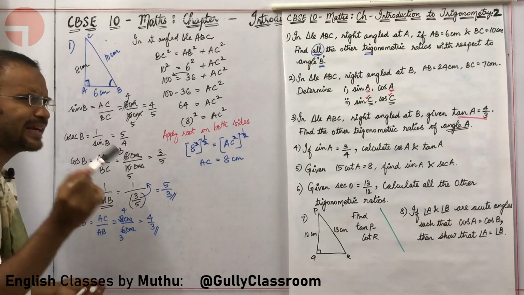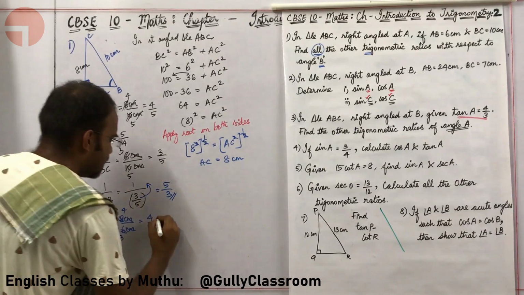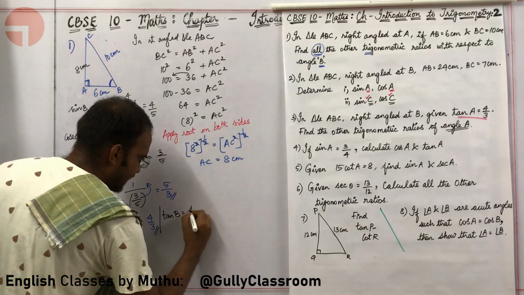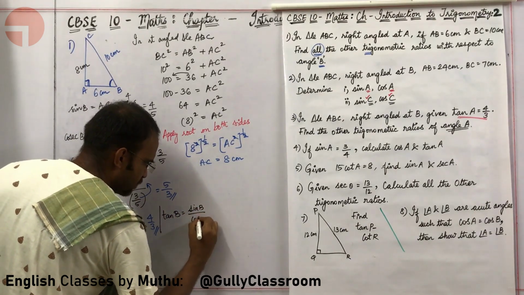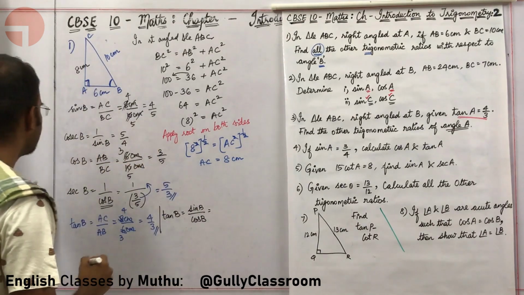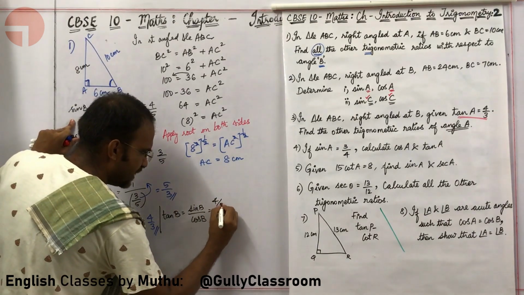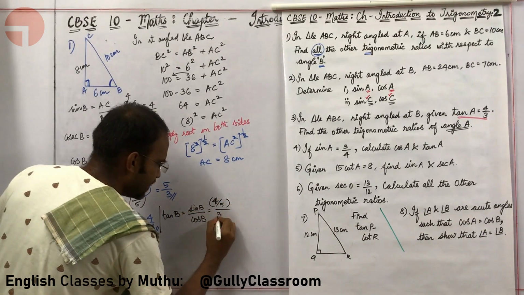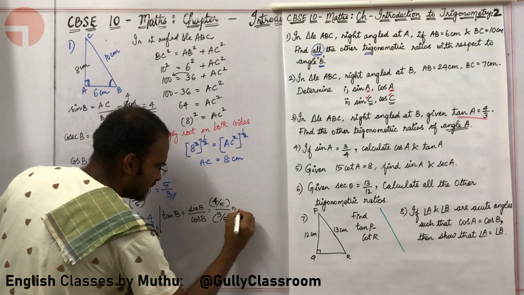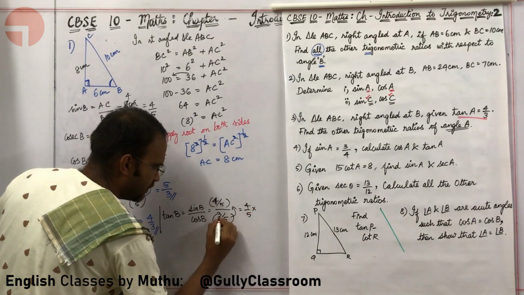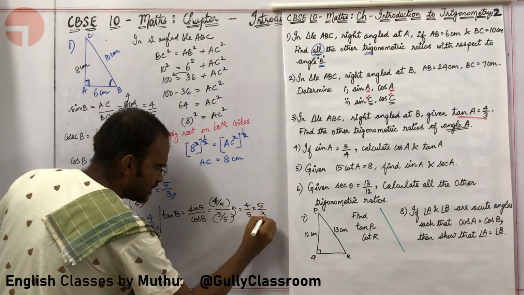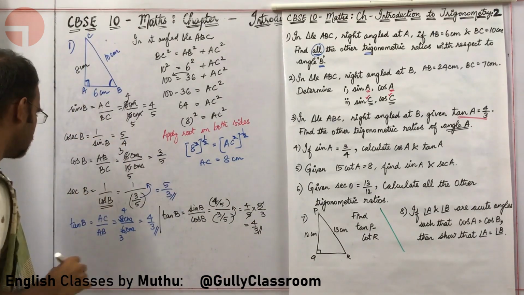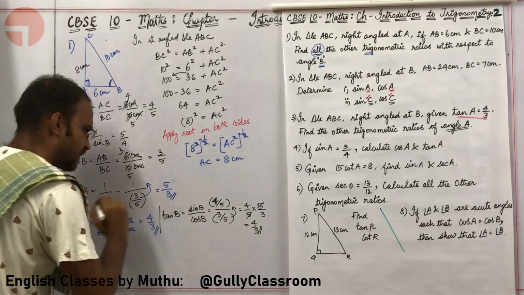But I can also find tan B by dividing sin B by cos B. How? Let us substitute the value of sin B in the numerator, 4 by 5. Let us substitute the value of cos B in the denominator, 3 by 5. So 4 by 5 multiplied by the reciprocal of 3 by 5, which is 5 by 3. 5 and 5 will get cancelled. I am getting 4 by 3. Awesome. So tan B, using the formula, I am getting 4 by 3.